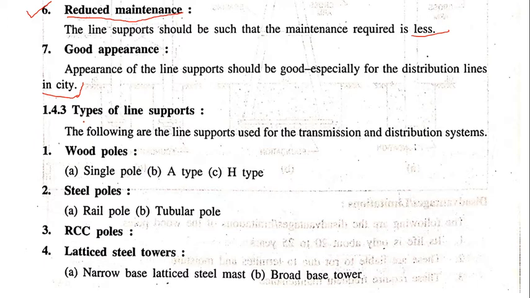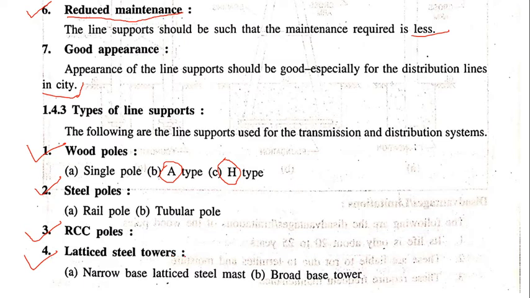Over here we are going to see the types of line support. Normally we deal with different types, the first being wooden. In wooden poles we have three different types: the single pole wooden, the A type, and the H type. In steel we have rail pole and tubular pole, and in RCC we have the RCC pole. And the fourth, an important one, is the lattice steel tower.